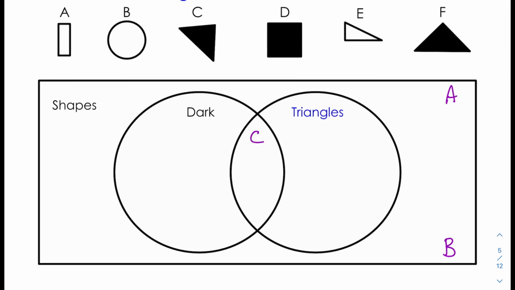D is dark, but it's not a triangle. E is a triangle, but it's not dark, so it'll go over here somewhere. And F is another dark triangle, so it will go here in the middle.